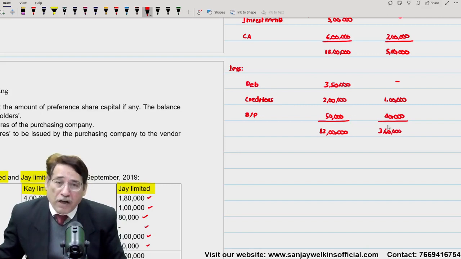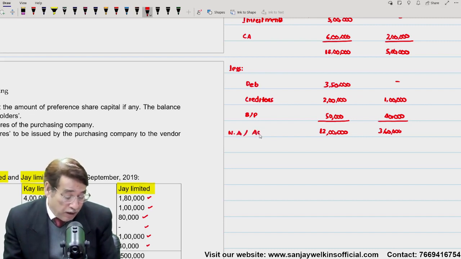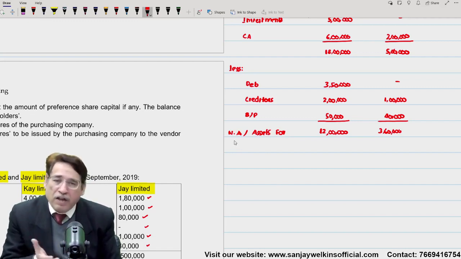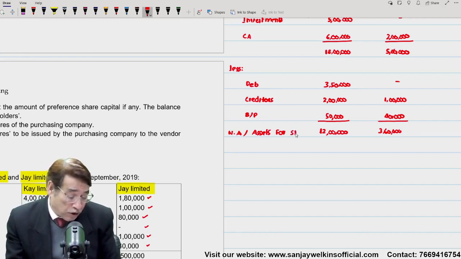Remember one thing, we are trying to find out the intrinsic value. In order to find out the intrinsic value, first of all, I will have to find out the net assets. So assets minus liability is known as net assets. Without an iota of doubt, you have found out the net assets. And it is also known as assets for shareholders. Net assets means assets for shareholders. By subtracting the liability from the assets, whatever is left, that always belongs to shareholders. So it is also known as assets for shareholders.